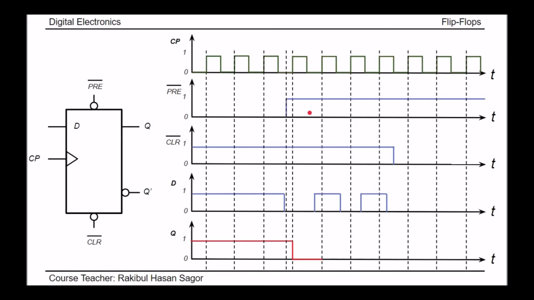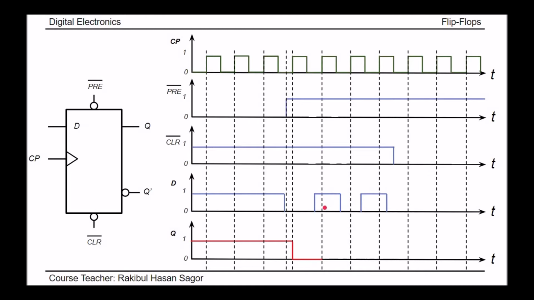We need to check: when clear and preset are equal to 0, then we do not have to bother about clock pulse or D input or other inputs. Preset and clear will dominate the outputs. But when preset and clear both are 1, then the flip-flop will act as a normal D flip-flop. From here to here, we have preset equal to 1, clear equal to 1, so they are deactivated.